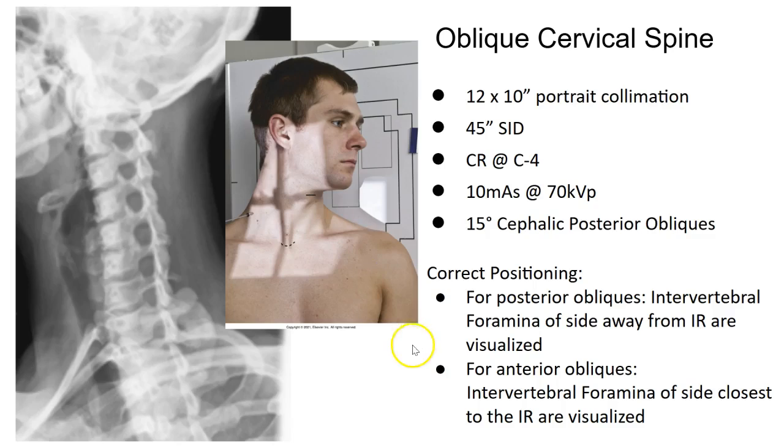Okay, so if you have any questions about the oblique, let me know. Big takeaways from this slide. We're going to do posterior obliques, 45 degrees of obliquity, and we are looking at the intervertebral foramina away from the image receptor. So an LPO shows us right foramina, an RPO shows us left foramina. Because remember, we have foramina on both sides of our spine, okay?